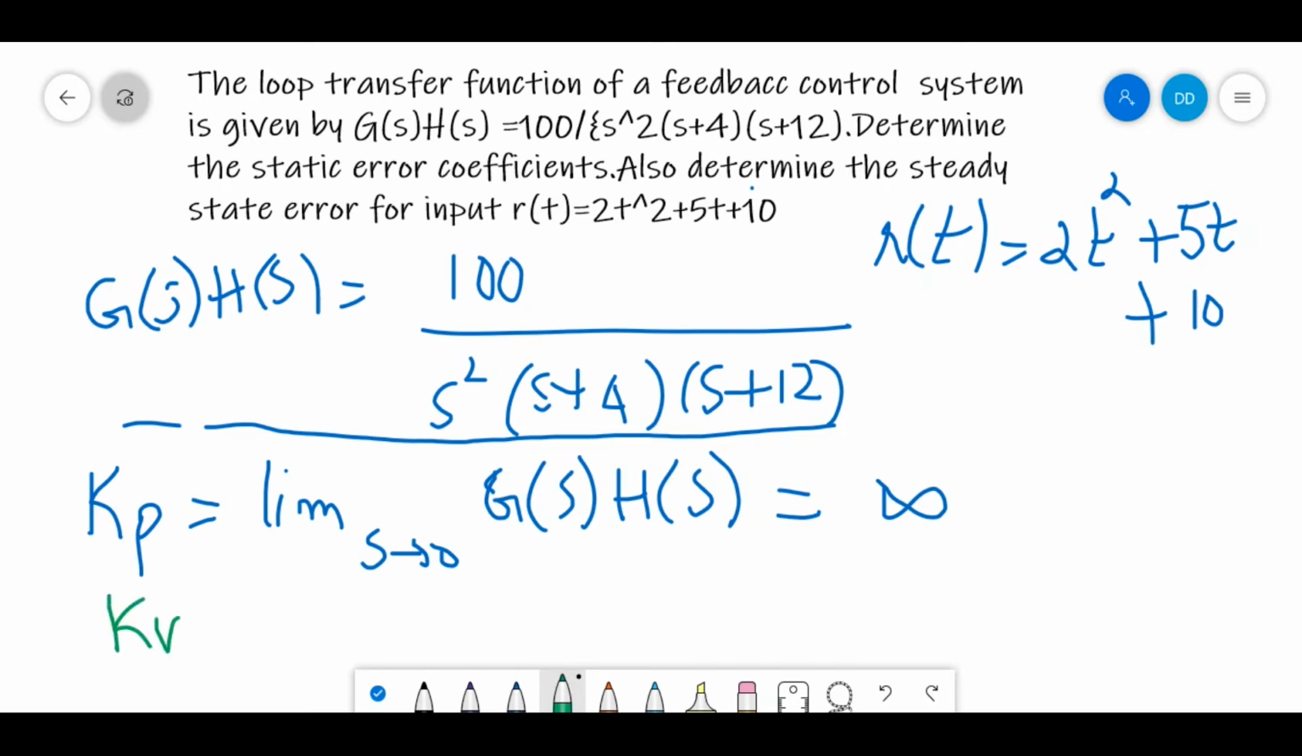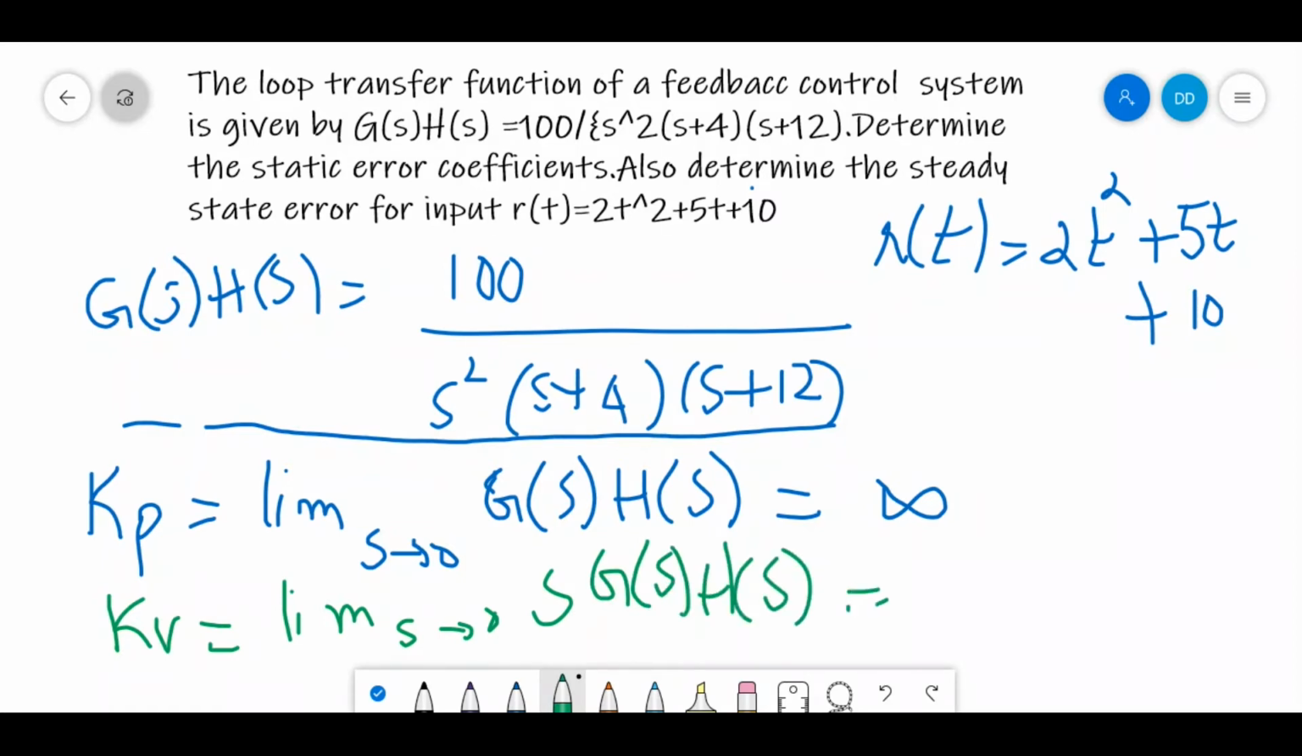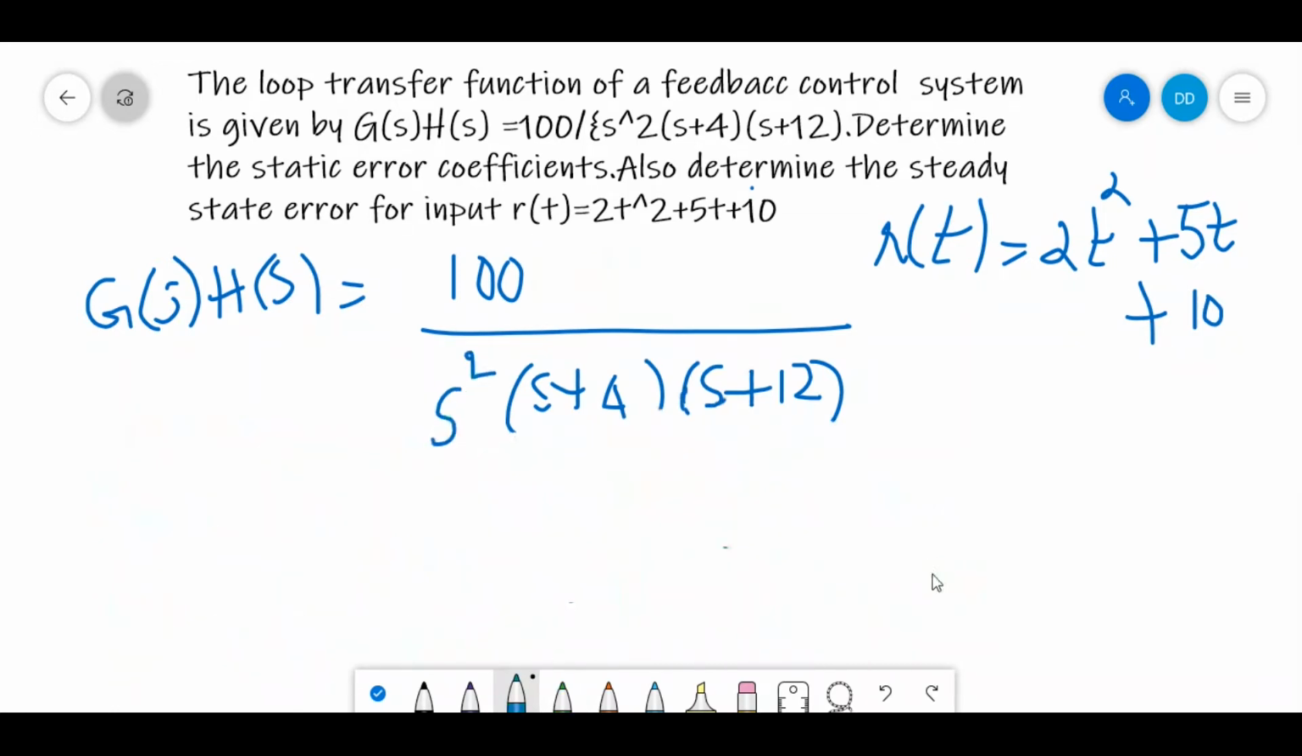Next we'll find Kv, that is the velocity error coefficient. It is given by limit s tends to 0 s into G(s)H(s). So with s in the numerator, this s and one s of the s square get cancelled. So in the denominator we will have one s remaining. If we substitute s equal to 0, again we get the velocity error coefficient as infinity.